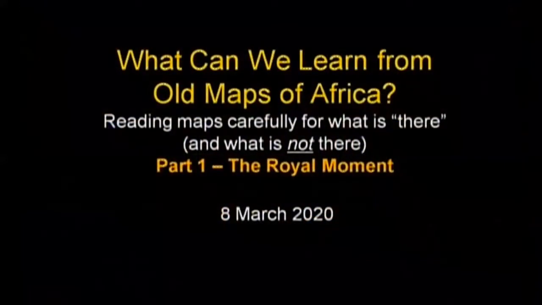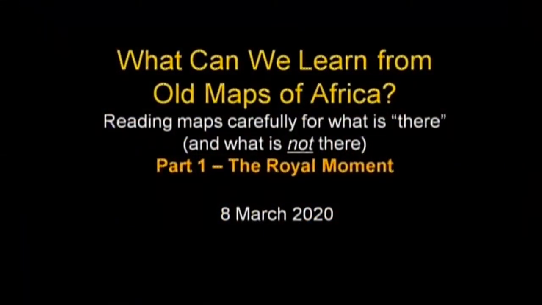So we're going to take a look at a series of questions. What can we learn from old maps of Africa? We're going to be reading maps carefully for what is there in the map and there supposedly on the ground, and what is not there. Maps reveal often a great deal about what is not there when they don't note something that is known to be there.